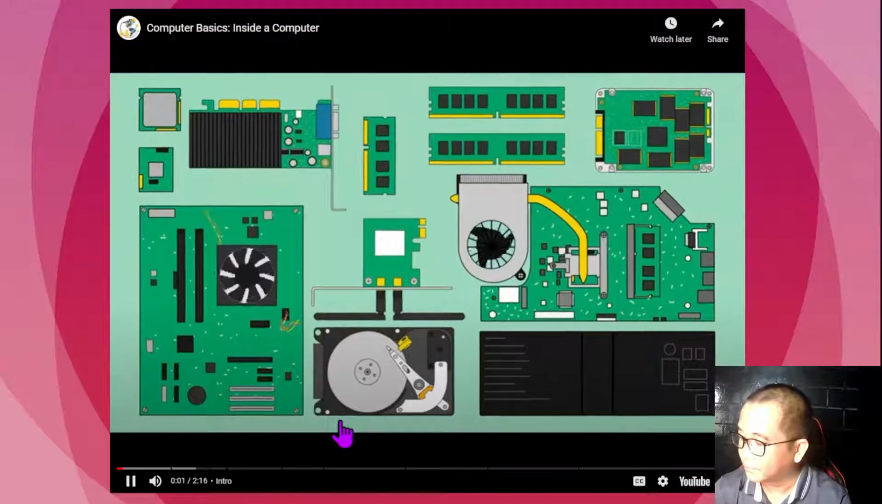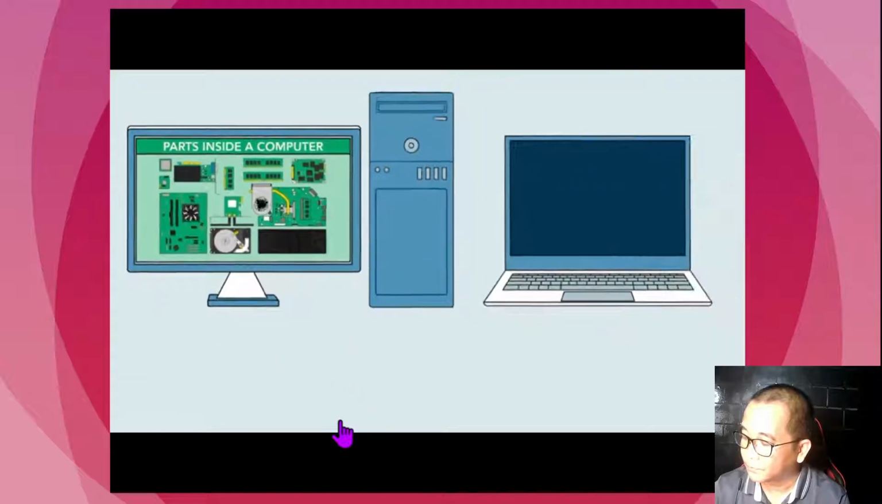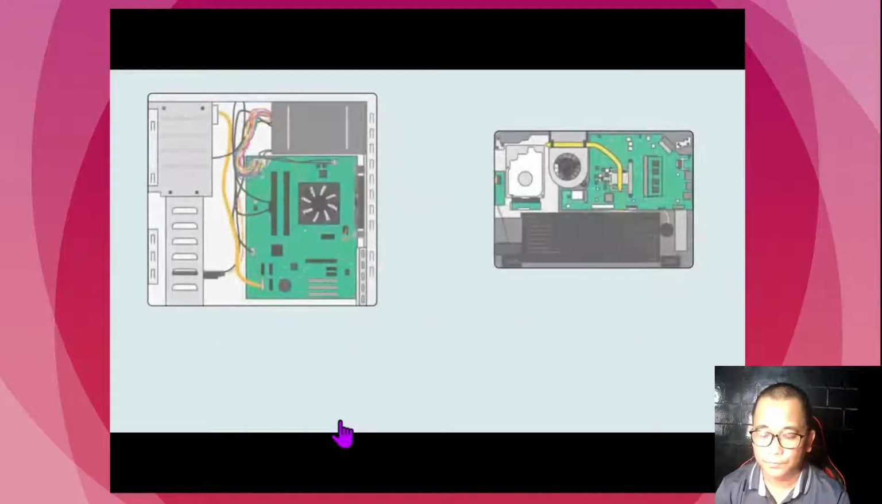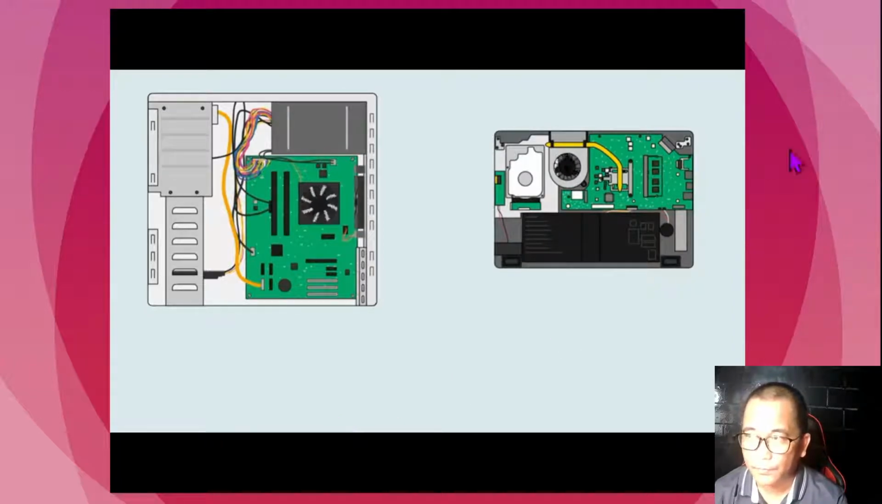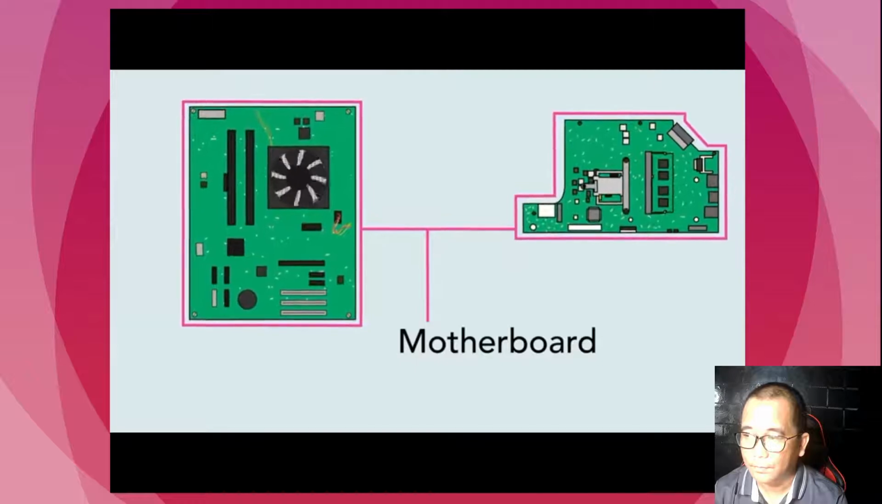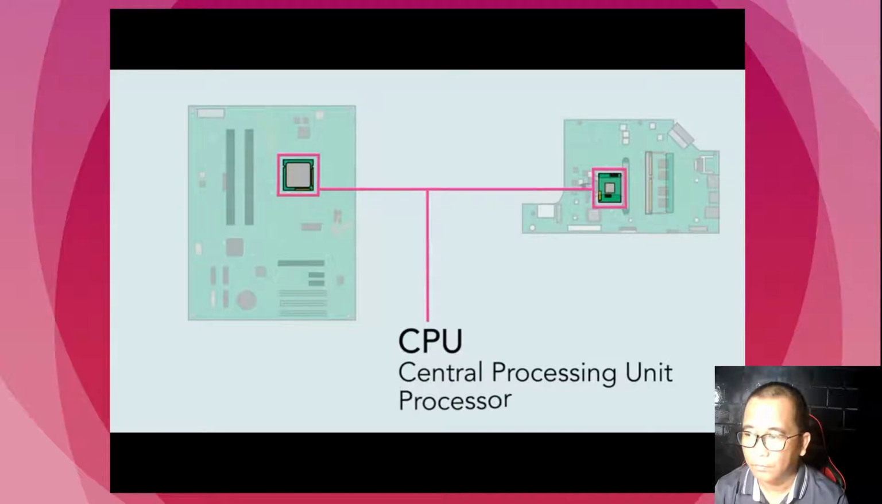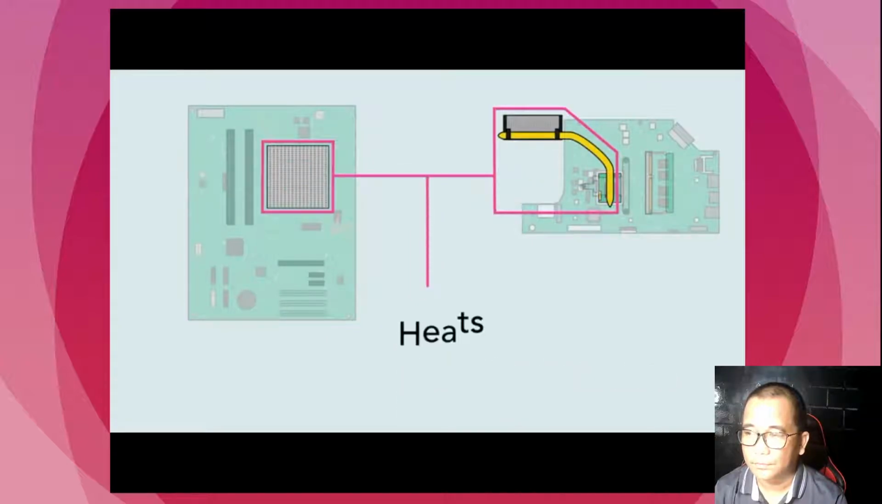You may already know that there are many important parts inside a computer. But what exactly do they do? Let's take a look inside and learn about the various components that make a computer work. Whether it's a desktop computer or a laptop, every computer has a large circuit board called a motherboard. This contains some of the most important parts of the computer, such as the CPU, also known as the Central Processing Unit or processor. The CPU can be considered the brain of the computer because it processes information and carries out commands. Since it tends to get hot, it's covered by a piece of metal called a heatsink, which draws heat away from the processor.